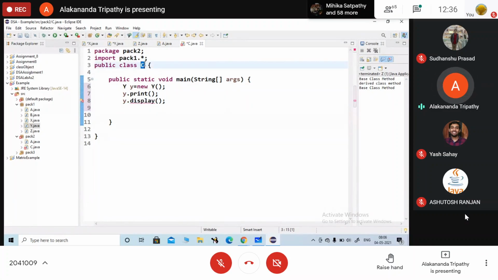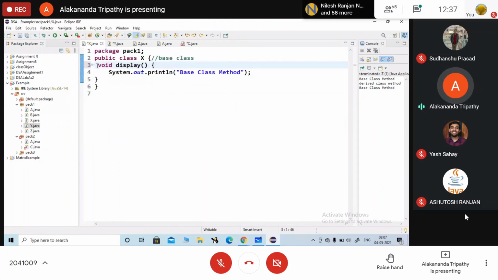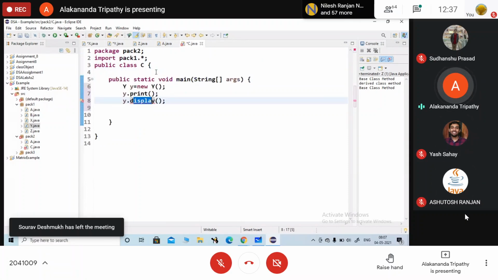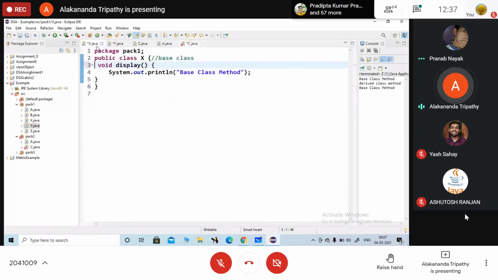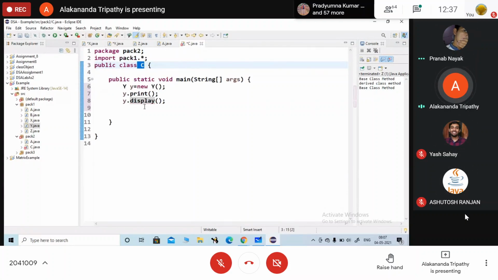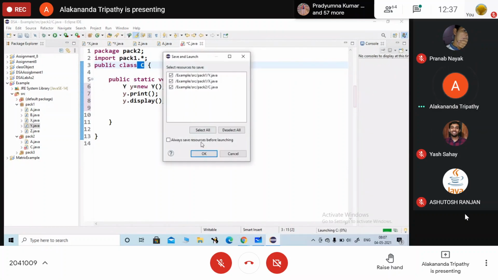Class C is in which package? Pack 2. So if we are accessing a method with the access specifier, what is it here? Default. It is default. So it cannot be accessed in which class? Class C, of the other package. So here we need to change the access specifier to public. Now look here, we don't have any error.